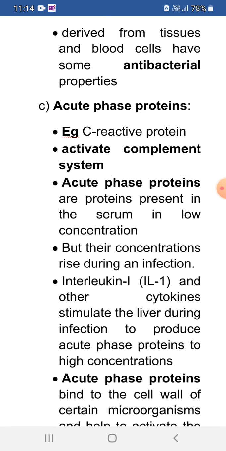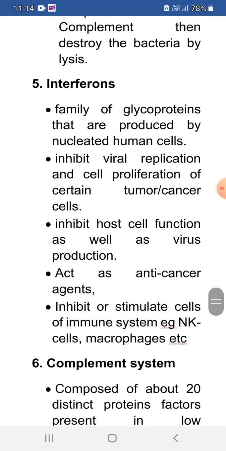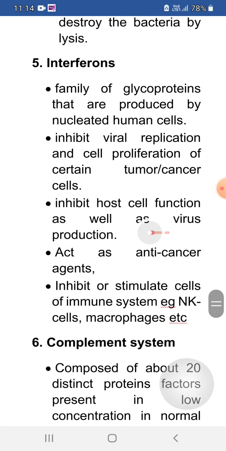They are activated during infection, as we learn more. Then the fifth mechanism is the interferon. Interferons are chemicals produced by our body cells. They are chemicals produced by eukaryotic cells. These are cells like the ones in our body, which are nucleated cells.